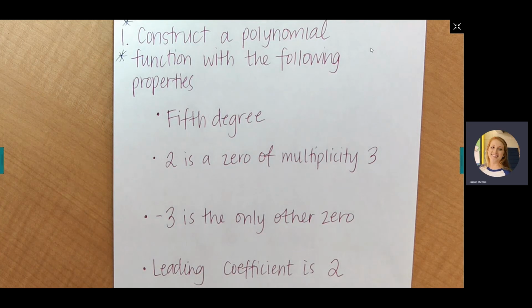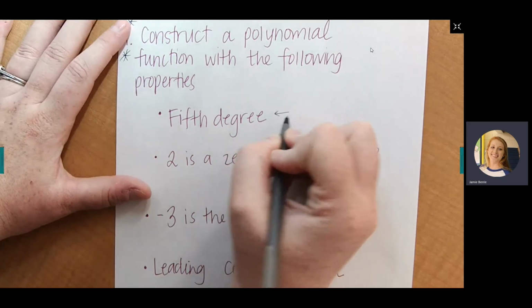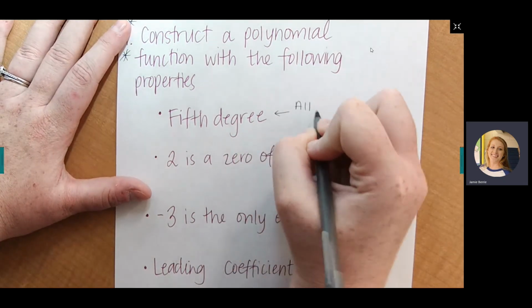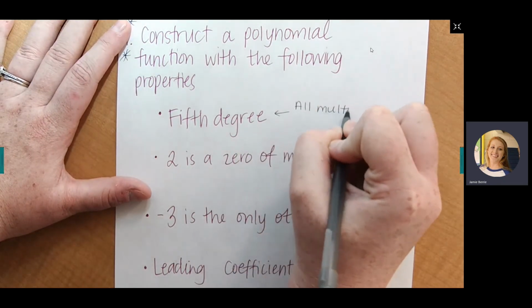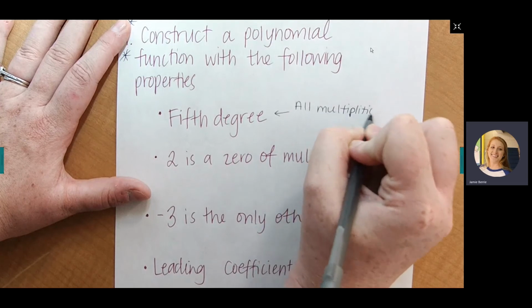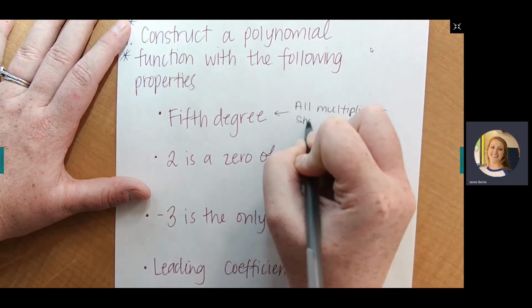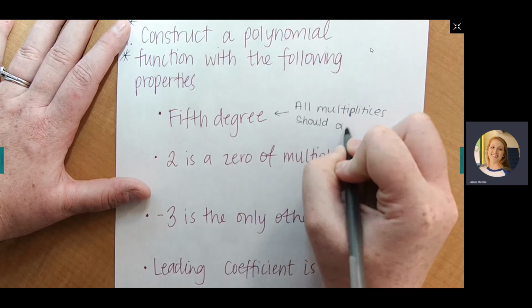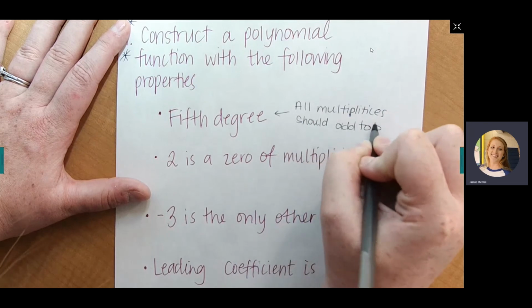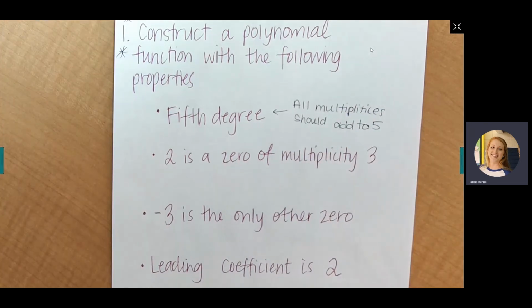All right, so 5th degree, we already know that there should be 5 factors, basically. Another way to say that is that all multiplicities should add to 5, because there should be 5 factors altogether. So all of the multiplicities need to add to 5.